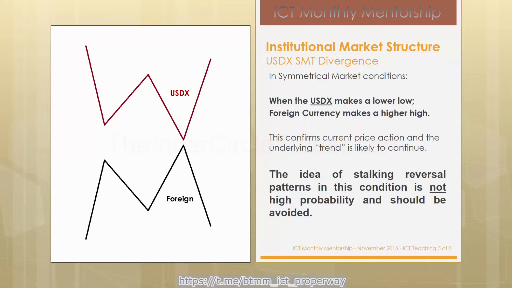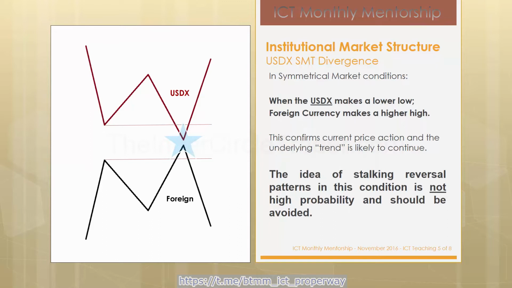In a symmetrical market condition, when the dollar index makes a lower low, we expect foreign currencies to make a higher high. When we see this, it confirms current price action, and the underlying trend is likely to continue. Now, the idea of stalking reversal patterns in this condition is not highly probable. In fact, you want to avoid it altogether. The reason why is, for instance, let's take a look at the dollar index example here with the red line. We're going to look at the likelihood of that old low being violated, as we see here.